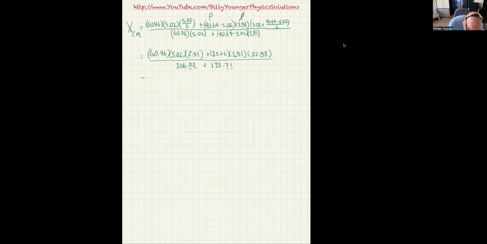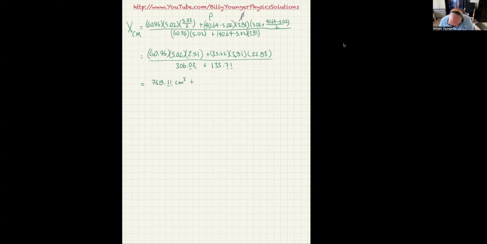So now all I have to do is go ahead and do all this multiplication. So 60.96 times 5.02 times 2.51. That should be cubic centimeters, and I'll write it this time. And that's 4 sig figs times 3 sig figs times 3 sig figs. So that gives me 3 sig figs. So that's going to be 768.11. And that's centimeters cubed.